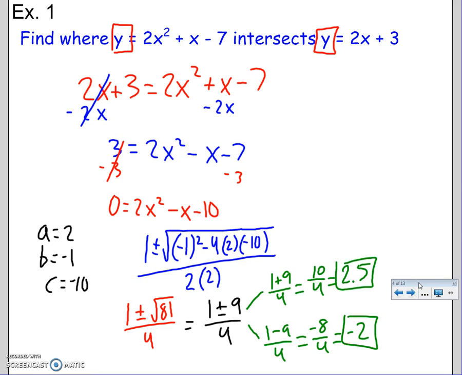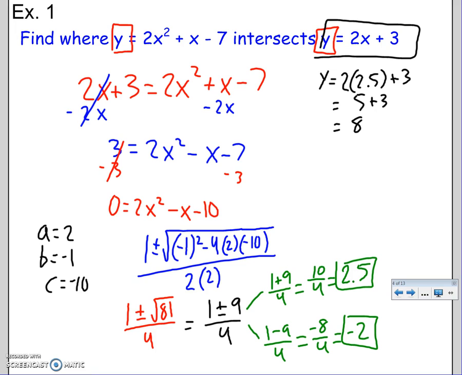So I gotta plug it in. Now, it's your choice to plug into either one. I recommend plugging into the easier linear equation. So I'm basically using this one right here. So we know y equals 2, I'm plugging in the first one, times 2.5 plus 3. Well, that is 5 plus 3, which equals 8. So my first point is, and I'll put up here, 2.5 comma 8.